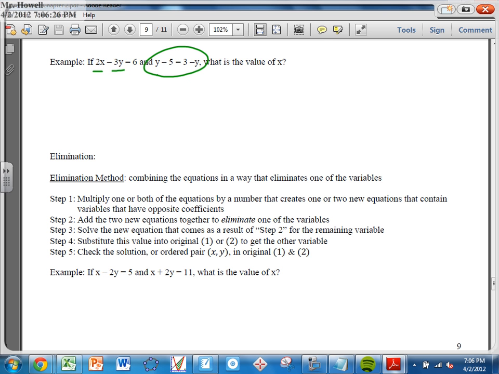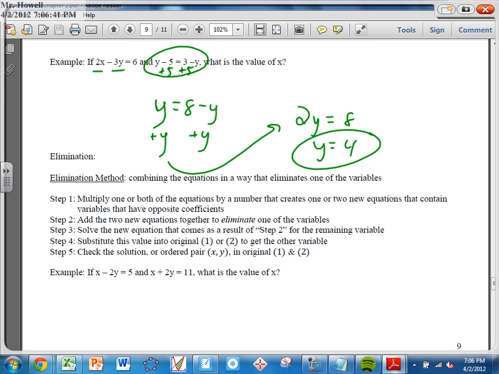So let's combine like terms. Let's add 5 and add 5. I'm going to end up getting 8 minus y over here equals y. I'm going to add y and add y. I'm going to get 2y equals 8. Therefore, y equals 4. The problem didn't say find y. It said find x. So the substitution method tells me, take that 4, plug it in up there, and we can actually go ahead and solve this.